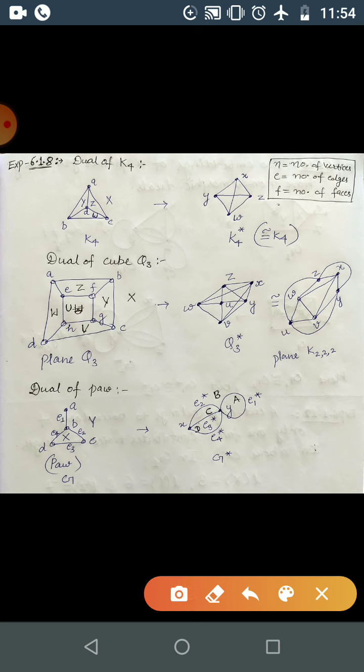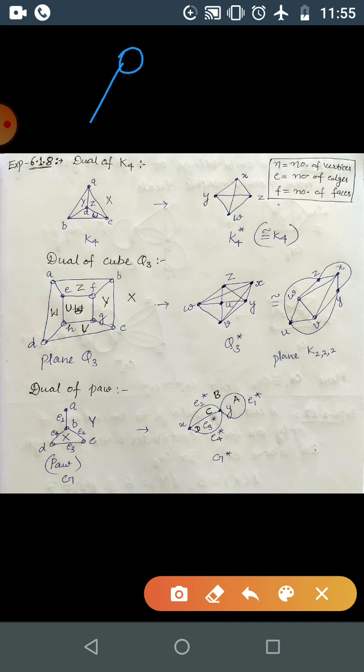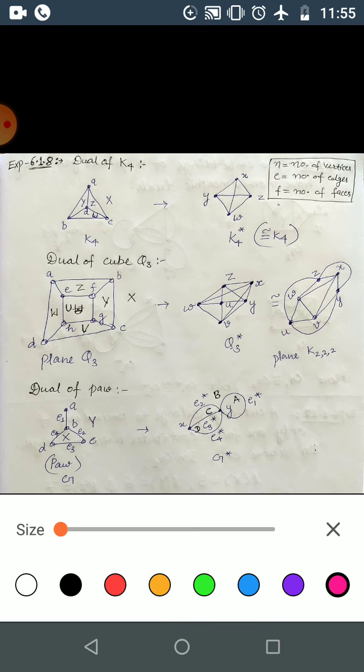So here I will be taking n as the number of vertices in G, E as the number of edges in G, or you can say M. M is the size, that is the number of edges in G. Okay, and F is the number of faces in G. So K4 is this one. You will always have the plane part of K4, that is the planar embedding of K4, this one.